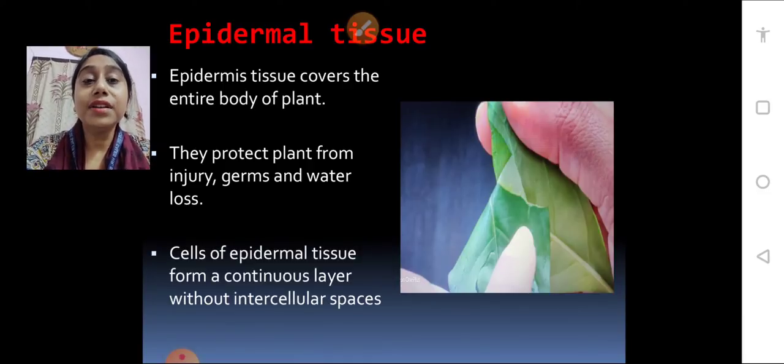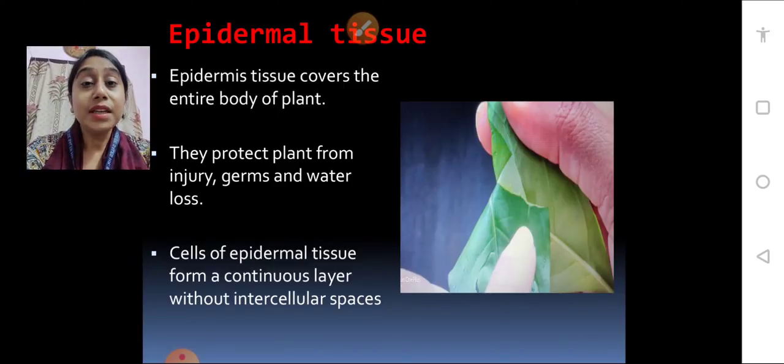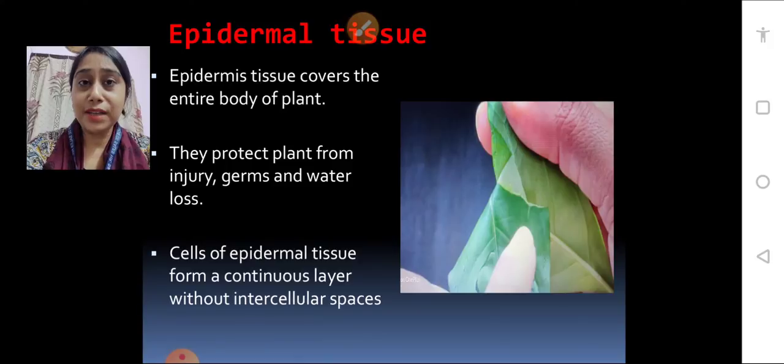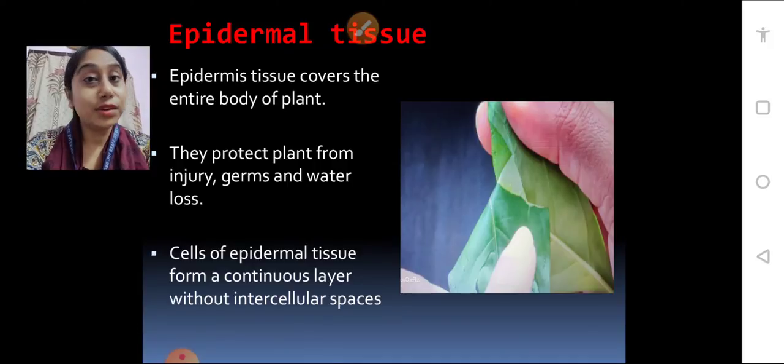Epidermis covers the entire body of the plant. Especially in the green parts of the plant body, the plant is covered by what? The epidermis. Epidermis, you can see in that image, a transparent layer. Have you tried this ever? We have done one experiment also, an activity also, where we have removed the epidermis of an onion leaf. Yes, so you have seen epidermis. So epidermis is a very thin outermost layer present in the plant body.